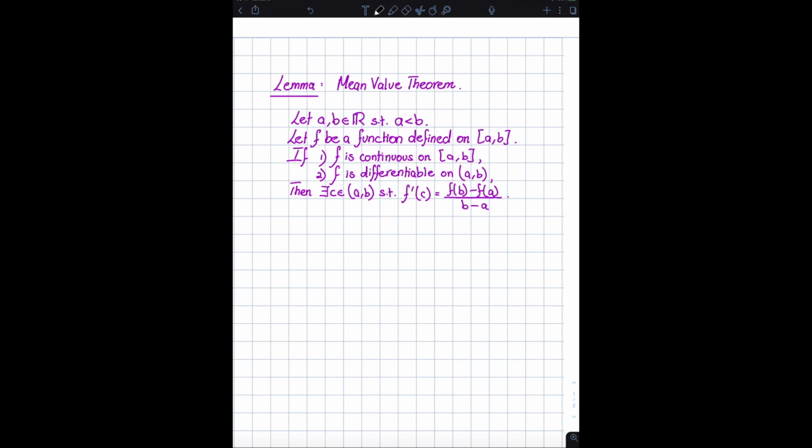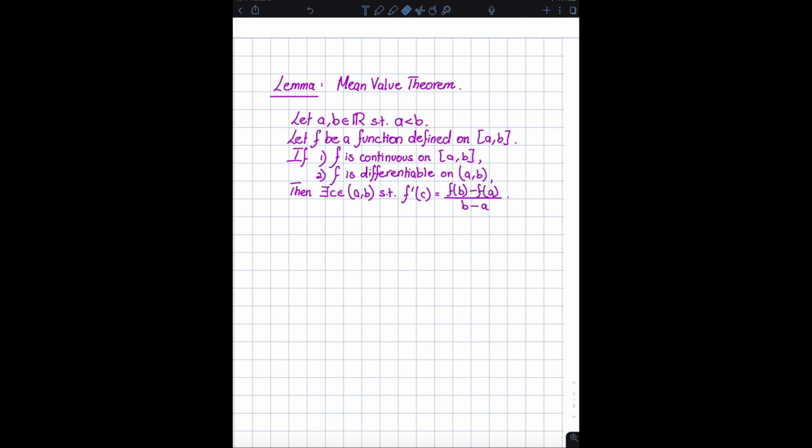And what it says is that let a and b be real numbers such that a is less than b, and let f be a function defined on the closed interval a comma b. And then if f is continuous on the closed interval a comma b and differentiable on the open interval a comma b, then there exists a point on the open interval a comma b such that the derivative at that point is equal to f of b minus f of a divided by b minus a. And we are going to use this theorem, the mean value theorem, in order to prove that a positive derivative implies the function is increasing.